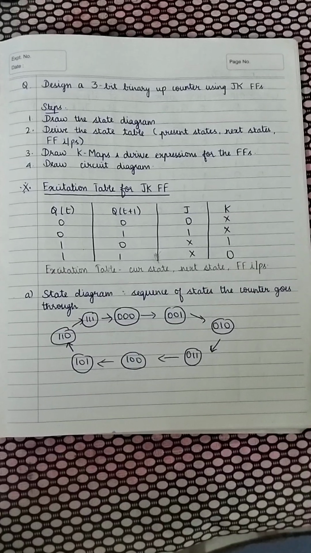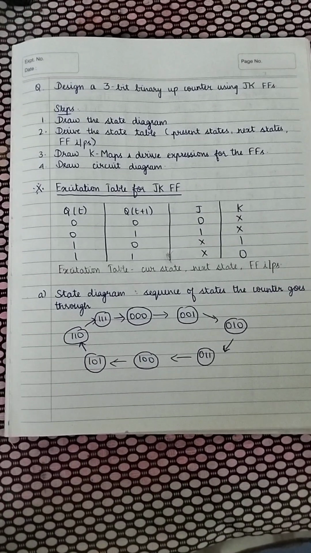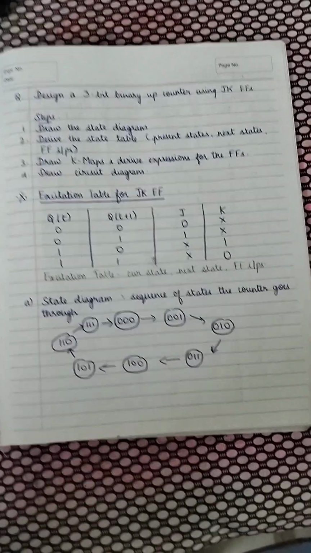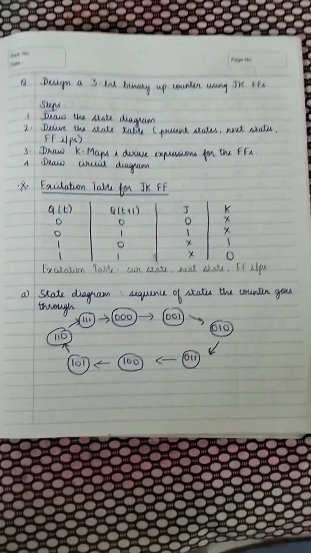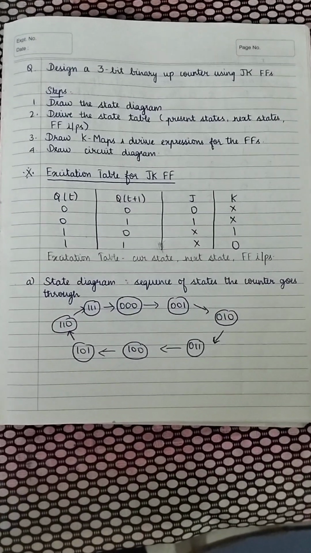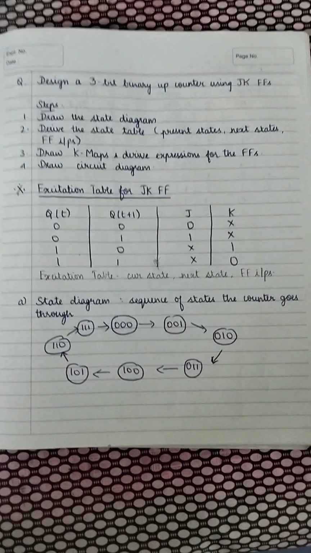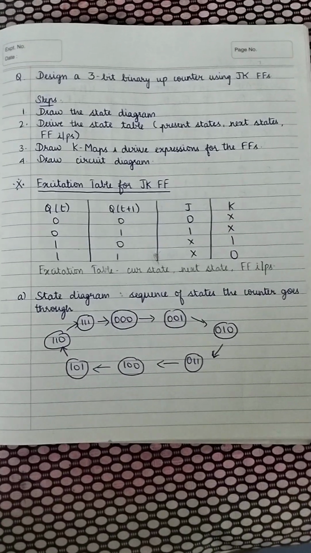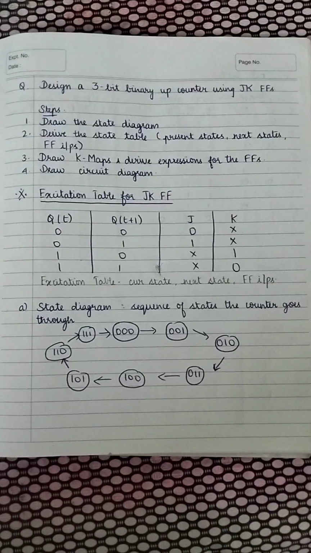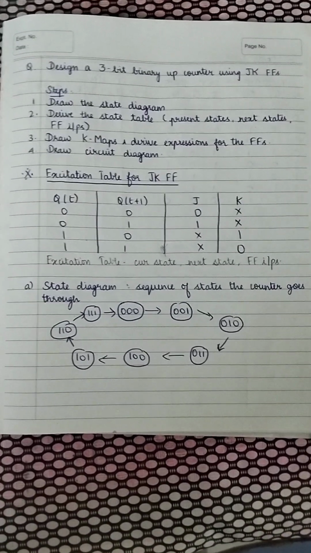So a 3-bit binary up counter basically counts from 0, 1, 2, 3, 4, 5, 6, 7, comes back to 0, 1, 2, 3 and so on. This is the circuit we are going to design today, and for this purpose we will be using JK flip-flops. Irrespective of what counter we are designing or whatever sequential circuit we are designing, the steps are as follows.